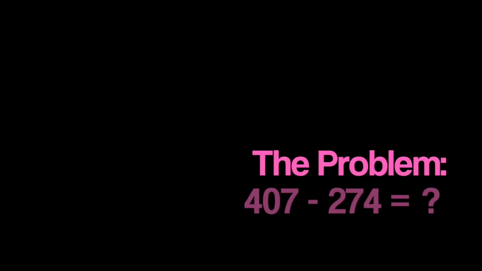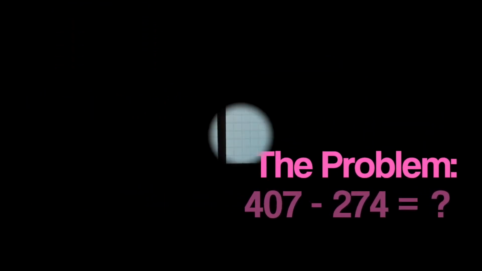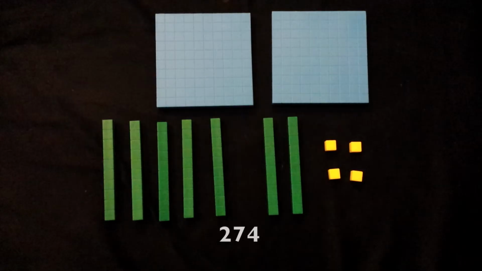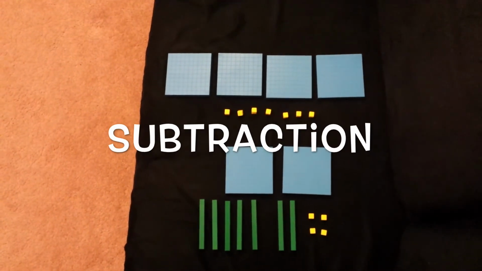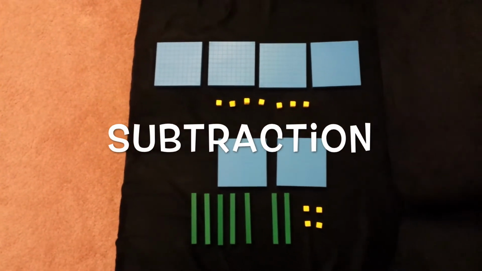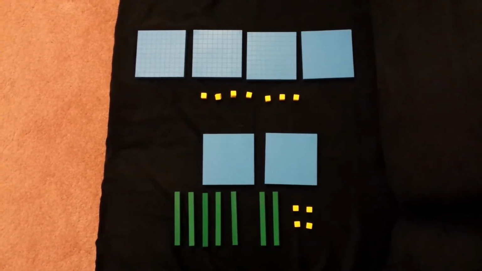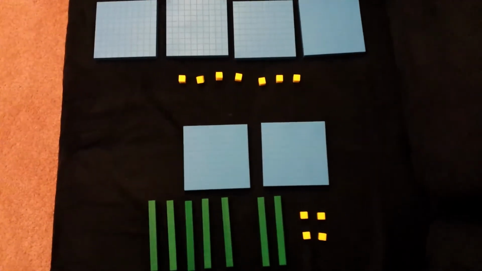Now let's look at our first strategy using base 10 blocks. Recall that our original problem is 407 minus 274. Using base 10 blocks, this is how we represent 407 and 274. What I'm going to be showing you is the subtraction method first using base 10 blocks, and I'm going to overlap the 274 to show you that it goes into 407. Once I've overlapped some of them, I am going to put them away just to avoid confusion.